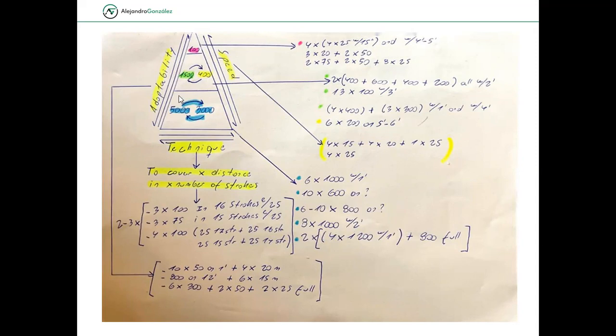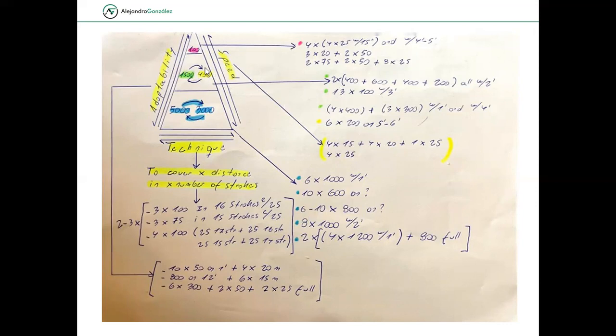To develop this distance, you have, for instance, 400, 600, 400, 200, all with 2 minute rest, working at different speeds, but around the same intensity. This is my favorite series. 13 reps of 100 meters with 3 minute rest, maximum speed.